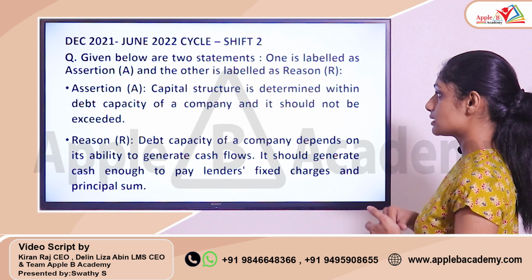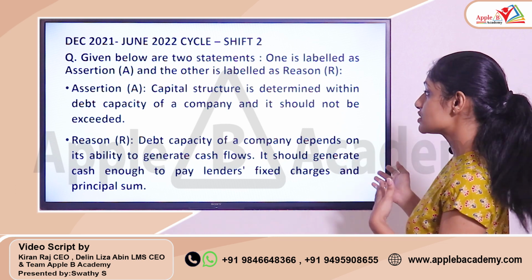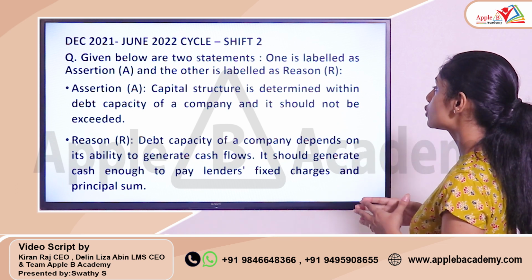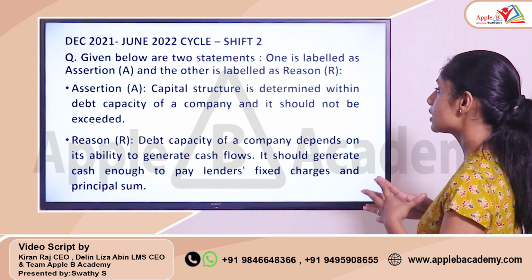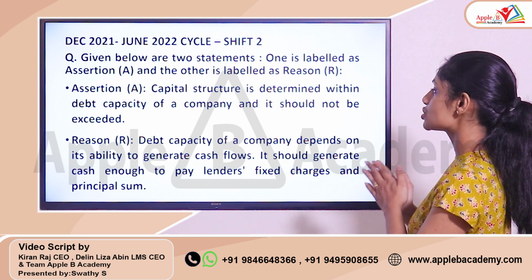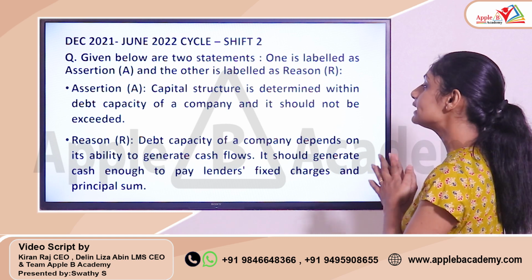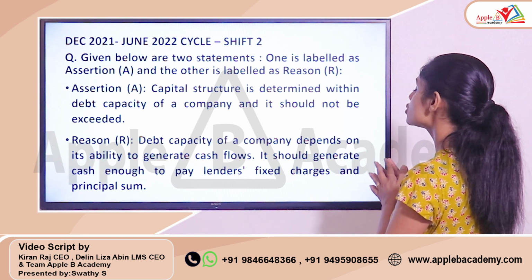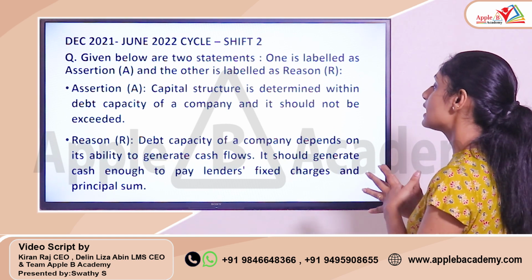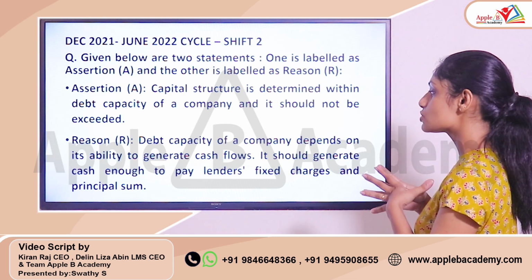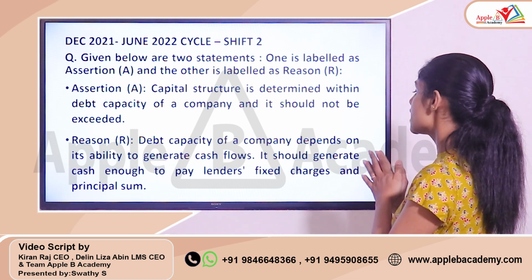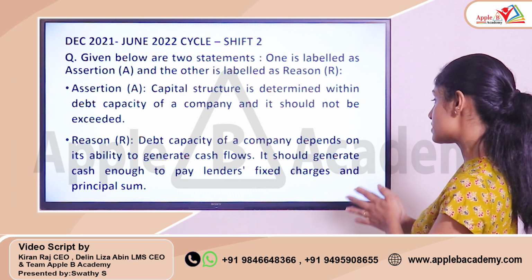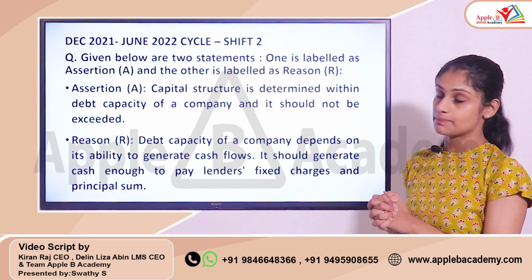Moving to another question from the same year, and that was on shift 2. Given below are two statements. One is labeled as assertion and the other is labeled as reason. Assertion: Capital structure is determined within debt capacity of a company and it should not be exceeded. Reason: Debt capacity of a company depends on its ability to generate cash flows. It should generate enough cash to pay lenders, fixed charges and principal sum.